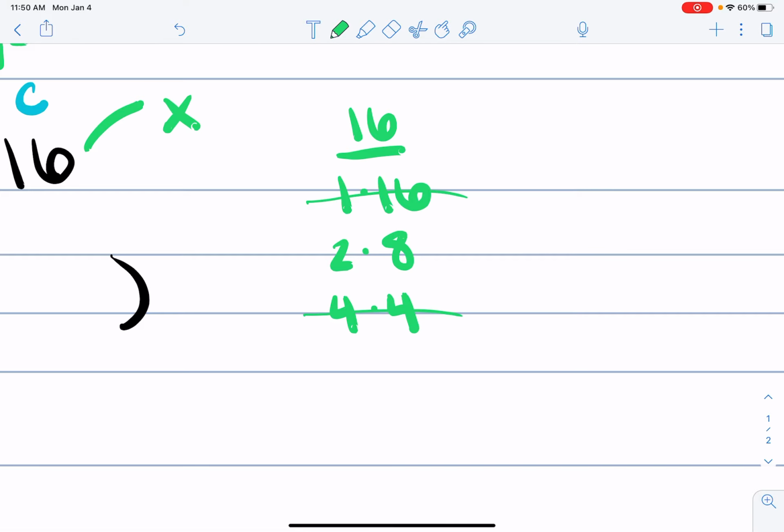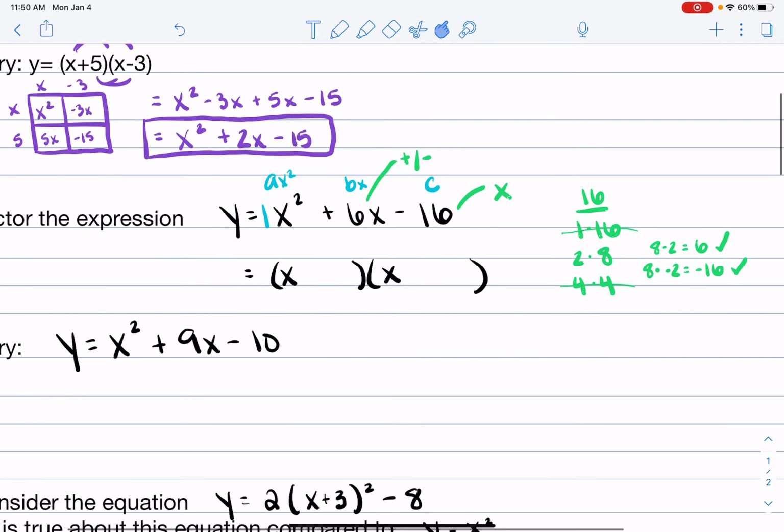If I've got 8 minus 2, well, that gives me a 6. That's good. And 8 times negative 2 does give me negative 16. So both of those numbers check out. So I can go ahead and put a plus 8 and a minus 2. And we did it.